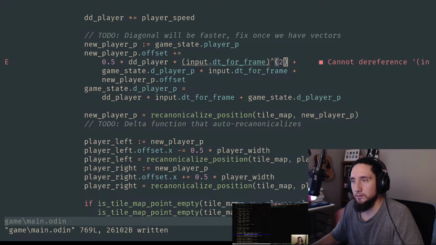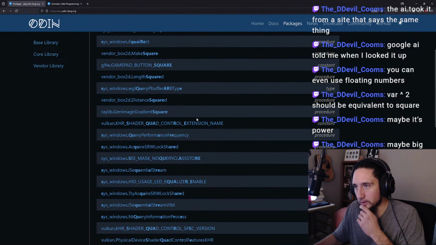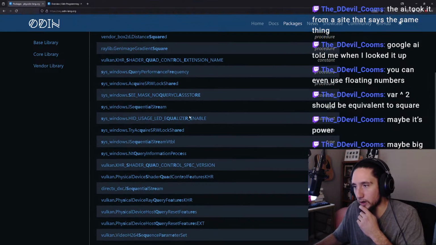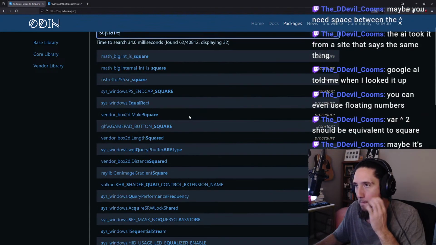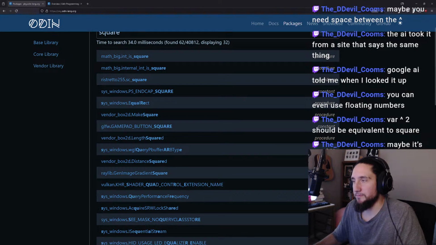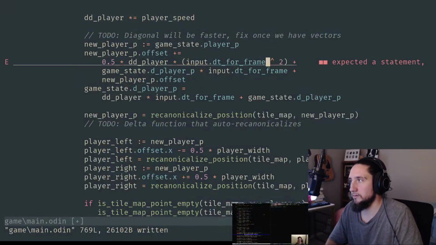Let's go back to the home here. Square. SC square. Just take another look and see if we get anything. Raylib gen image gradient square. Distance squared. Lots of Vulkan DirectX stuff. Well, maybe I need a space between the caret. Yeah, maybe. I'll happily do it this way if we can figure that out.